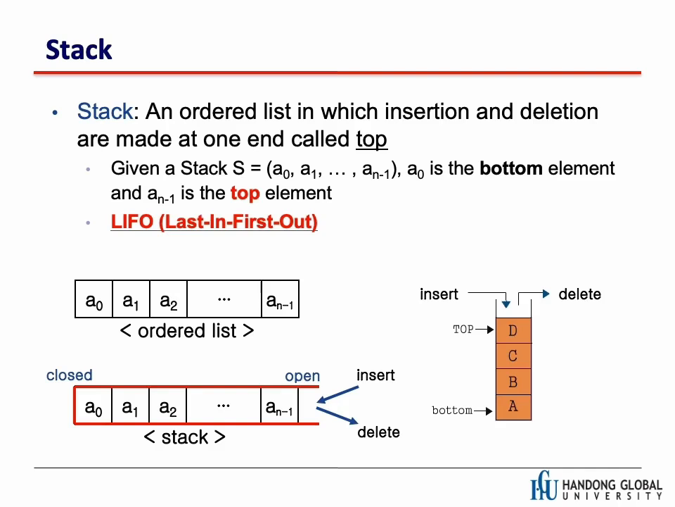So look at this figure one more time on the right side. We have A, B, C, D in this stack. A was the first in, B is the second, then C, and then D. D is the last input. When we delete, or take one element out of this stack, D will be the first element out. That's what last in first out means.